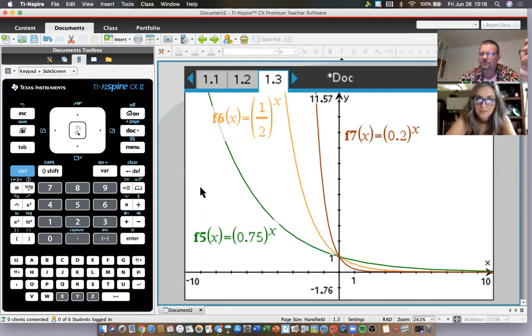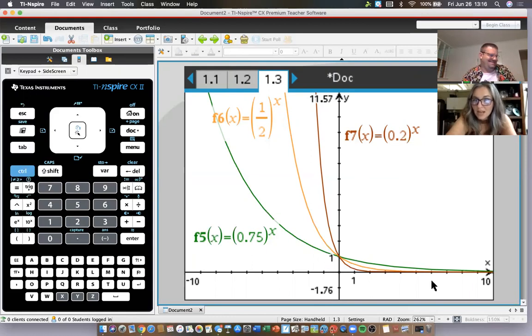This graph looks like the last one, but not quite the same. I still got that same point, that they cross. They all have the same y-intercept at 0, 1. That might be something I want to think about. I also have the asymptote happening, but the asymptote's on the other side. Why is it on the other side?